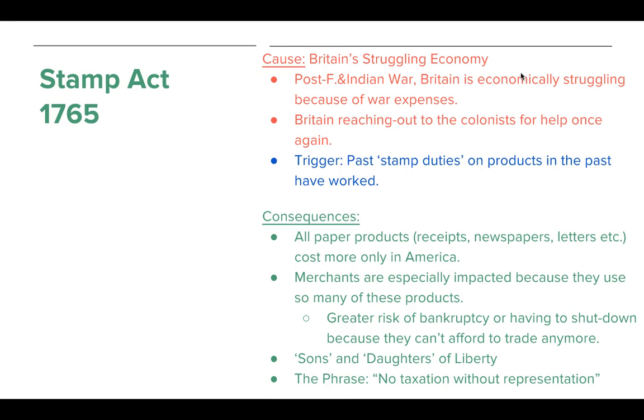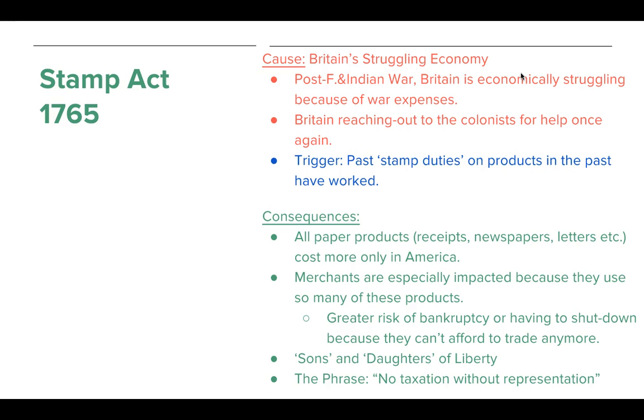Merchants suffer the greatest out of this because they use things like receipts on a daily basis. And so they're at greater risk of going bankrupt or shutting down because they can't trade anymore. They're forever paying this stamp tax on their paper. And what comes out of this are these two bottom dot points, which I'm not going to go into right now. That's going to be our next lecture. But it's good to know where they come from.